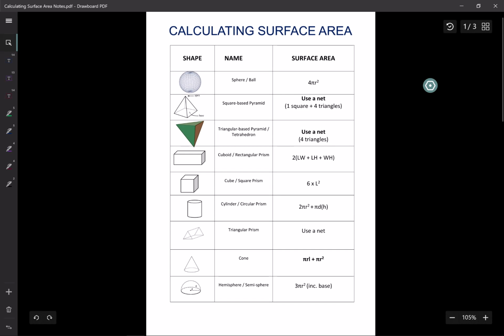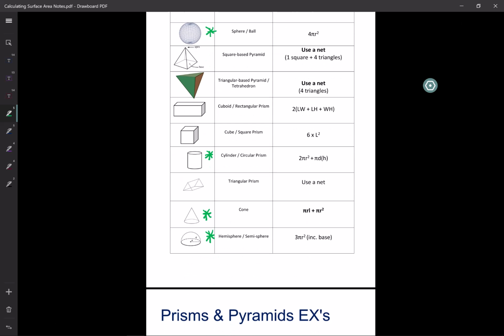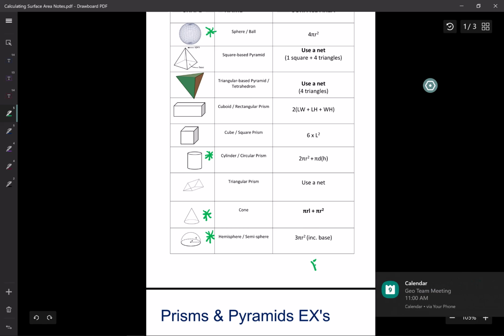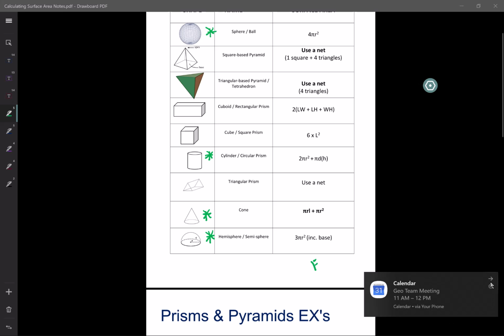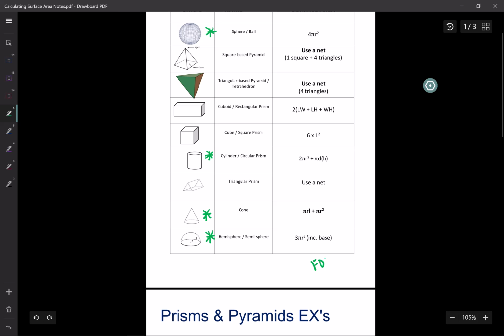Okay, the ones that I'll be marking in green, so the sphere, the cylinder, the cone, and the half sphere or hemisphere, these are ones where formulas will be needed. They're the ones where formulas are needed.